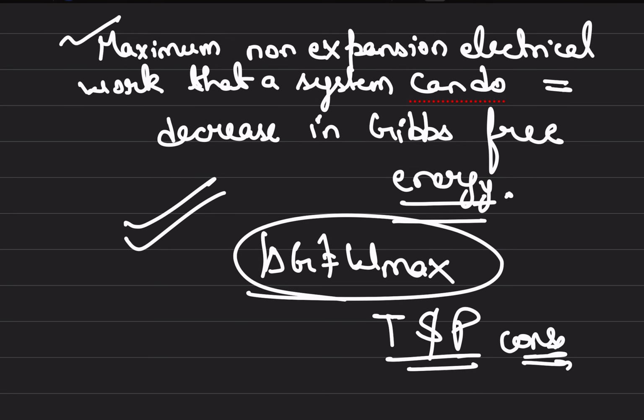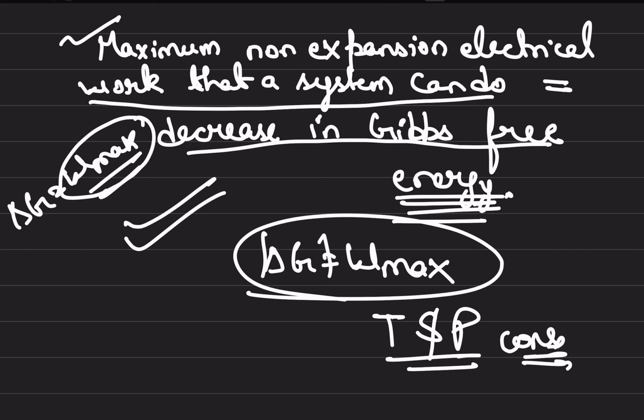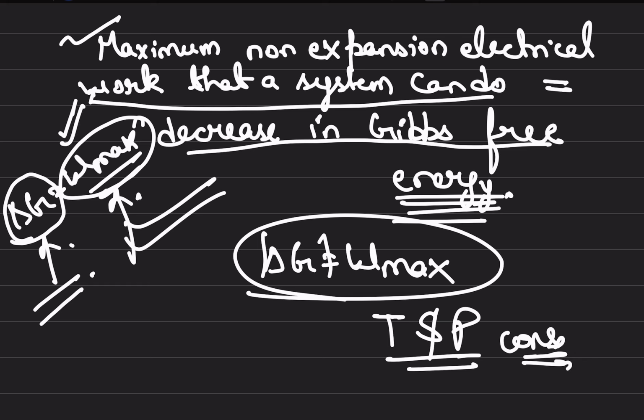We now know that the maximum non-expansion electrical work that the system can do is equal to the decrease in Gibbs free energy. As we saw, delta G is equal to W max. So the maximum non-expansion work the system can do is equal to the maximum decrease in the Gibbs free energy. When the maximum work is being done by the system, the Gibbs free energy of the system will decrease.